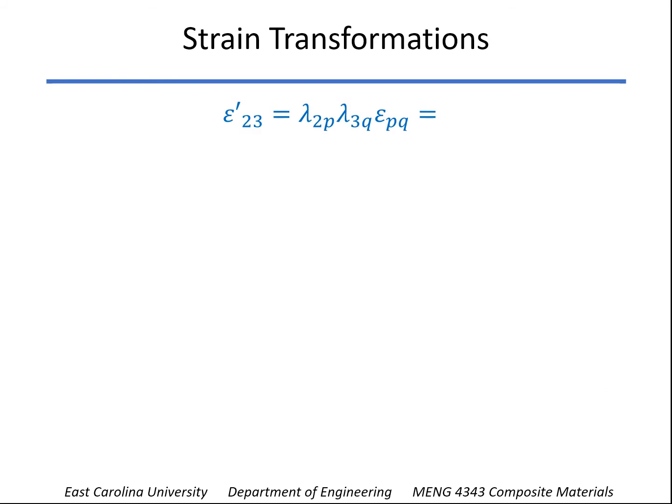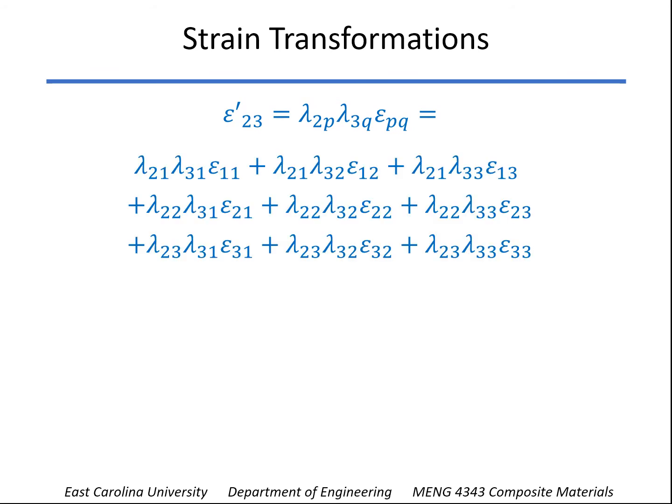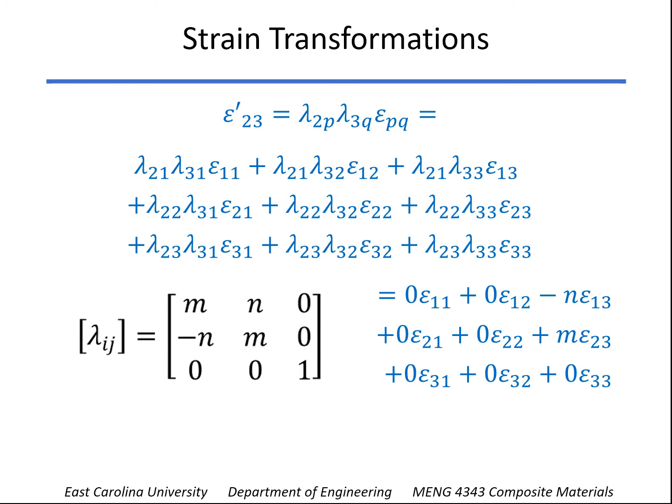And you might just try working through these on your own to make sure you get the procedure of how we're doing this. So in this case, epsilon 2,3 prime. Putting our numbers into here, you can see you end up with a lot of zeros, and the only terms are minus n epsilon 1,3 and plus m epsilon 2,3.